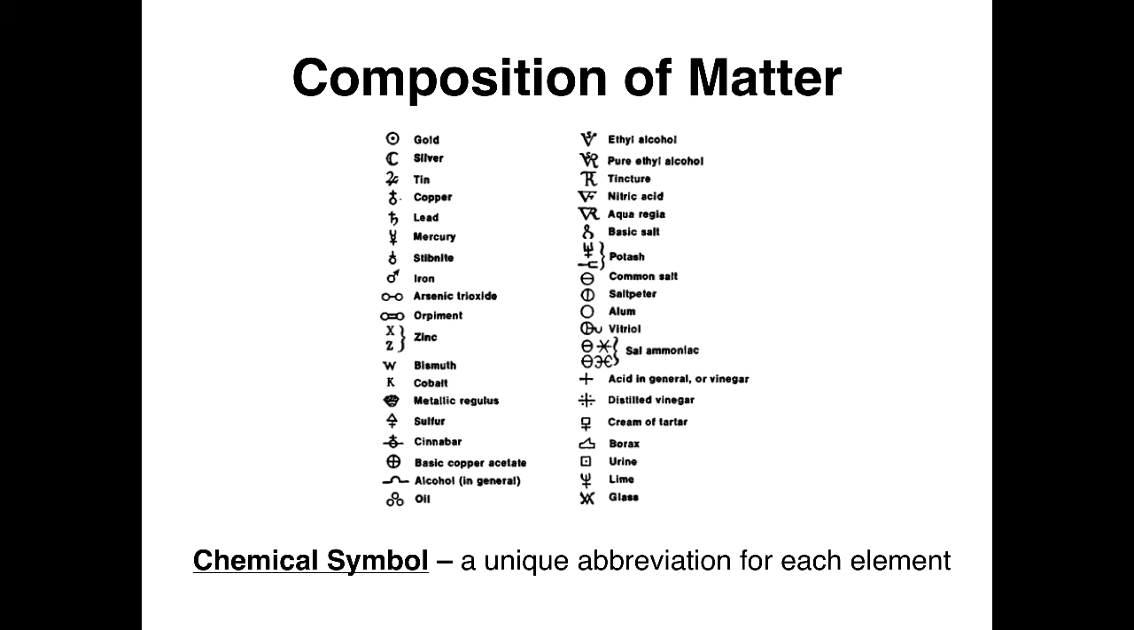So a chemical symbol is a unique abbreviation for each element. Now, in the old days, many of these were fairly strange looking, and it was difficult to remember these. The newer chemical symbols are very systematic, and in some cases, the symbol comes from their Latin term. In others, it just represents the first and second letter in their name.